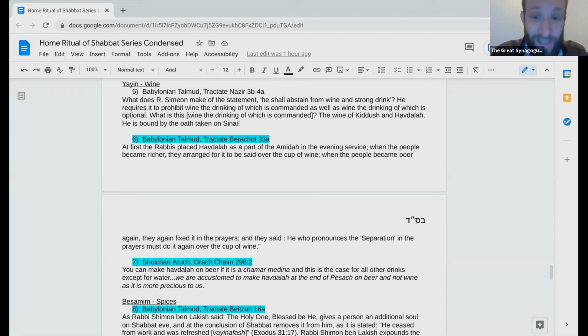So you can make Havdallah, and so too you can make Saturday morning or Saturday afternoon Kiddush on another drink other than wine. On Friday night we make it on wine, and if we don't have wine, we actually make it on the challah. So we don't use other drinks for Friday night. We use wine or grape juice. But on Saturday you can use another drink, and for Havdallah you can use another drink.